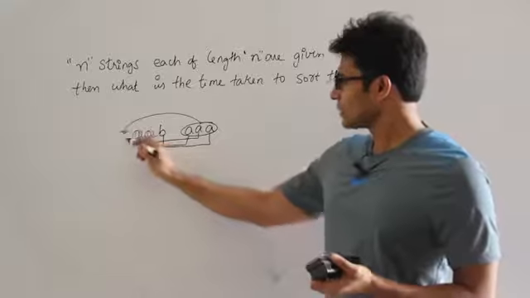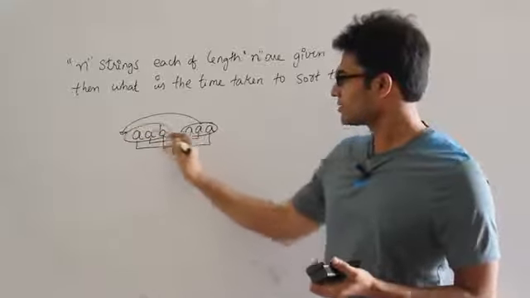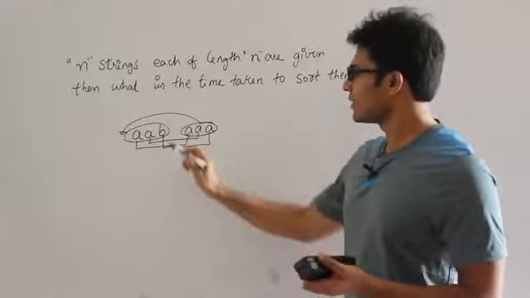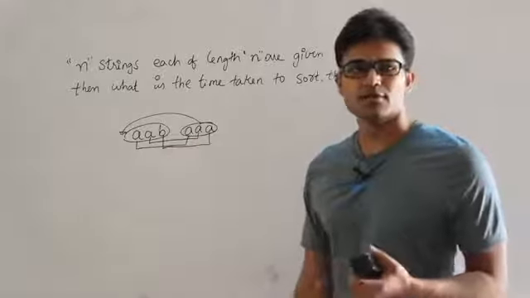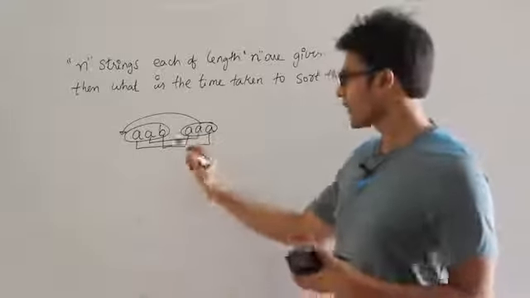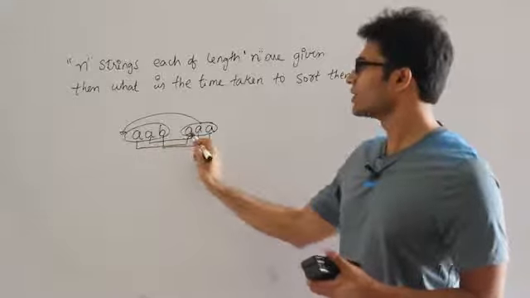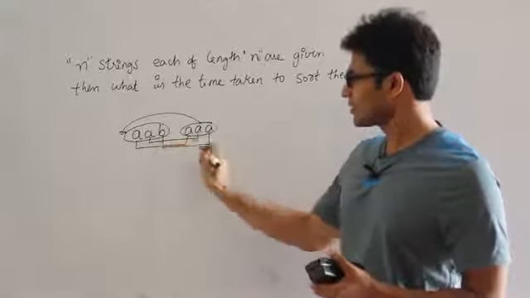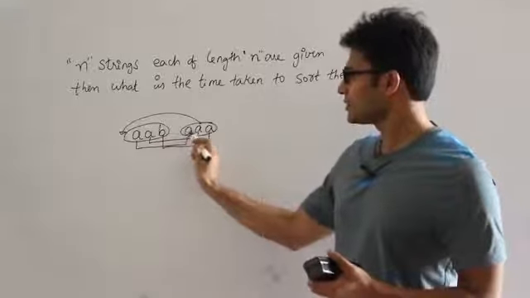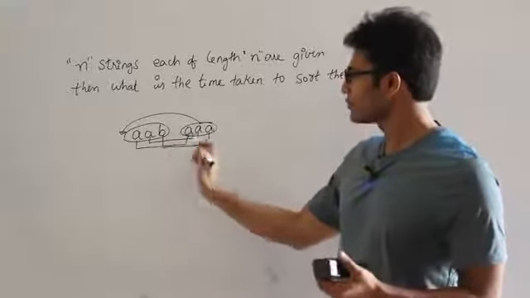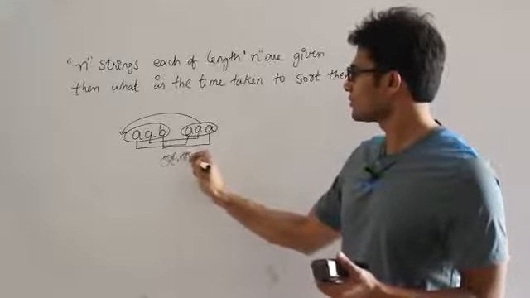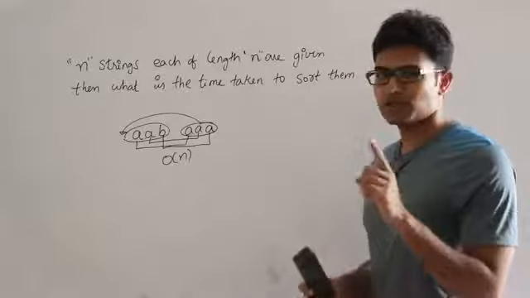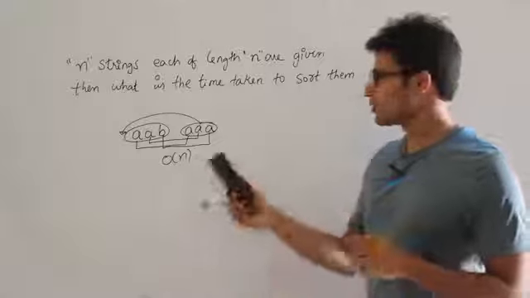Now, if the first string has length n and the second string has length n, then how much time will it take to compare them? I have to compare character by character. Therefore, if the length of the string is n, the time taken to compare two strings is going to be order of n. So remember that for one comparison, the time taken is order of n.